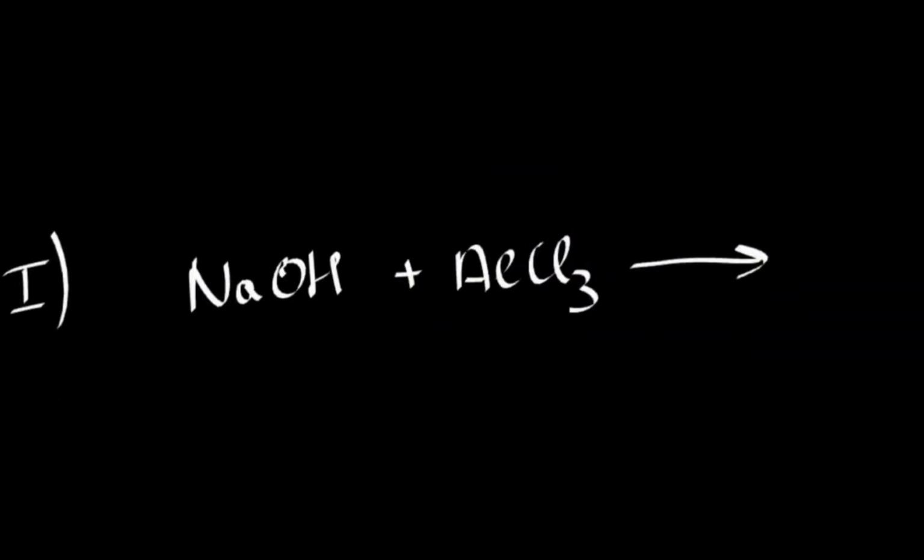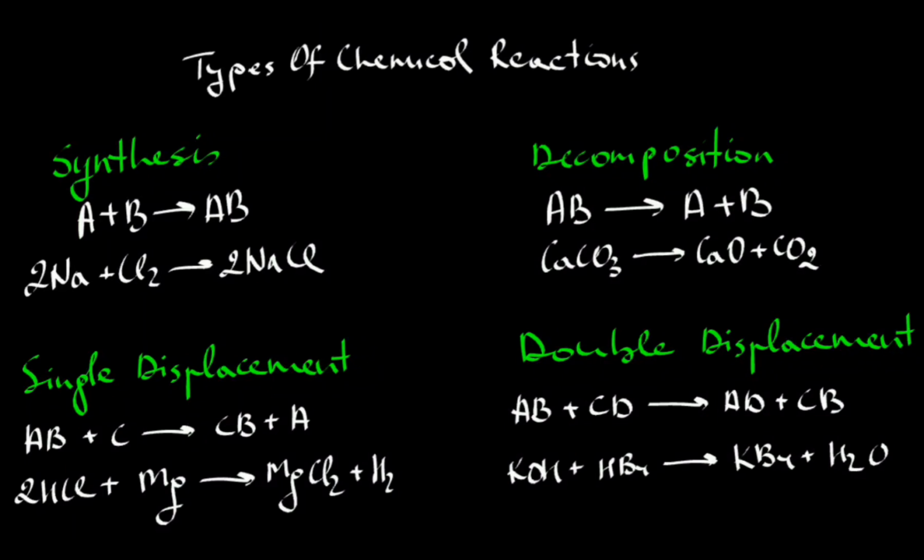In the first example, sodium hydroxide reacts with aluminum chloride. So the first thing you want to do is to decide which reaction type is this. Is it a synthesis, decomposition, single displacement, or double displacement reaction? Here is a brief example of each reaction.